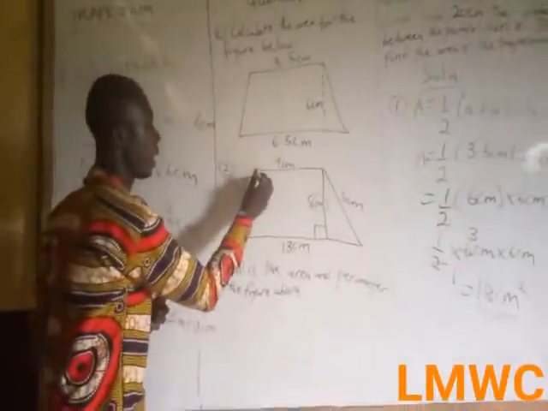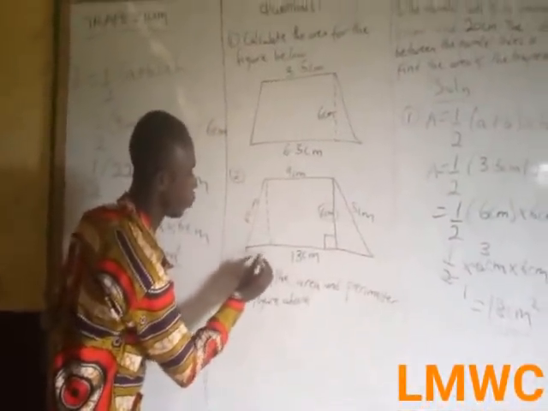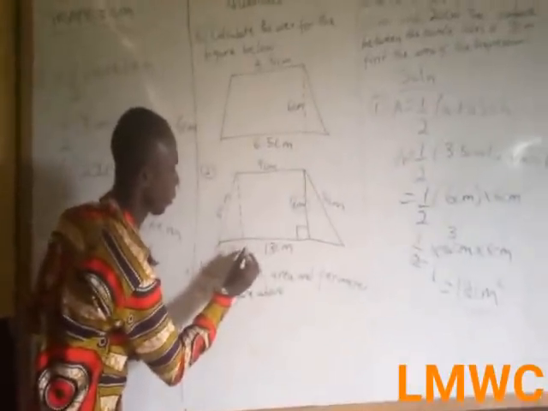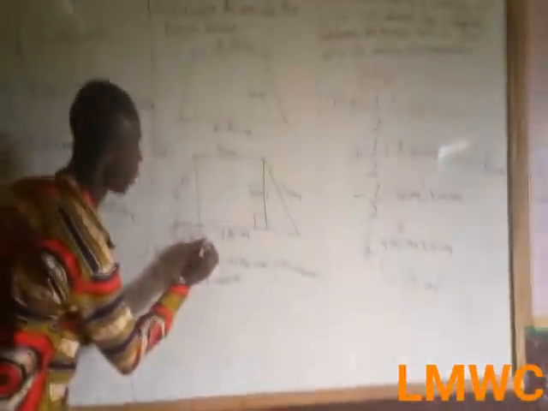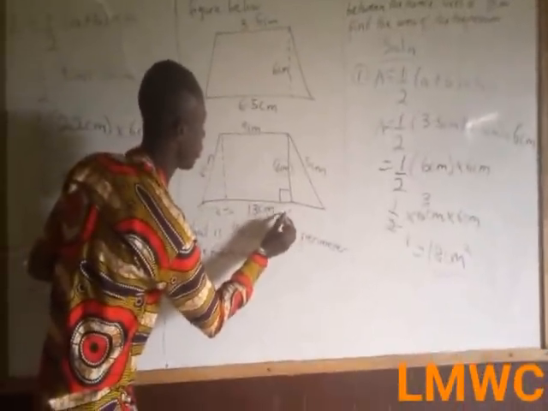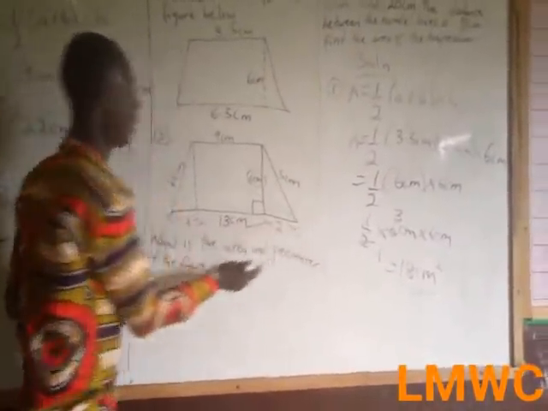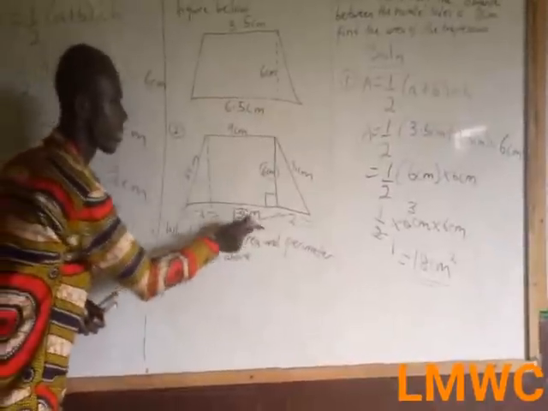In case they gave you something like this, the figure, and they made here 2, this portion, and this portion, maybe 13, and here is 2. This means to get this side, you add this 3.